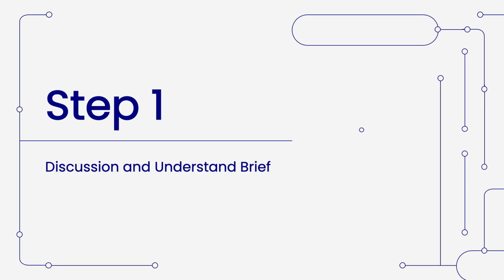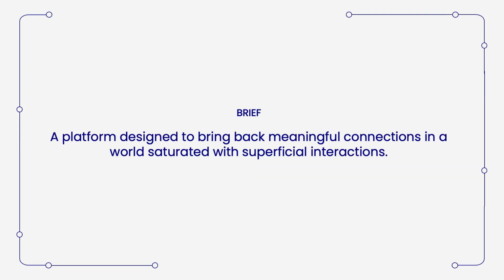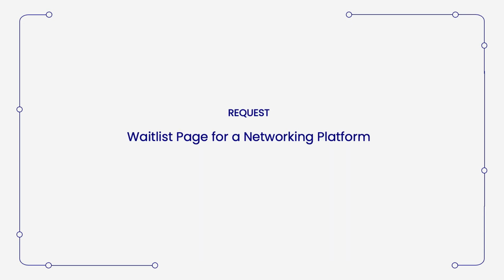Step 1 is to understand the brief. The person from G Conversations explained that they are building a platform which is designed to bring back meaningful connections in a world saturated with superficial interactions. Hence, I got the idea that they are trying to build a waitlist page to launch their networking application.